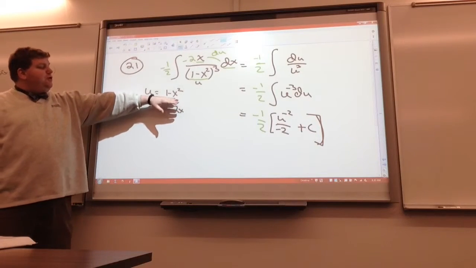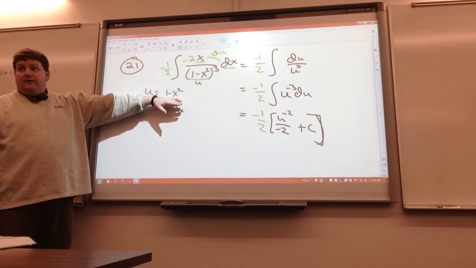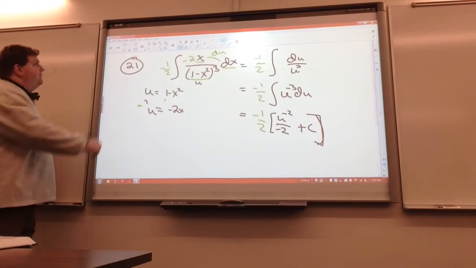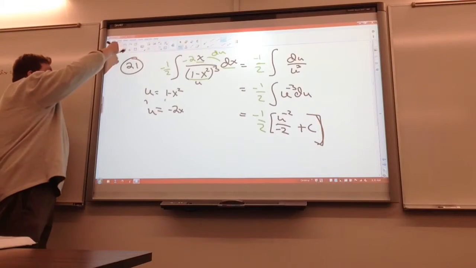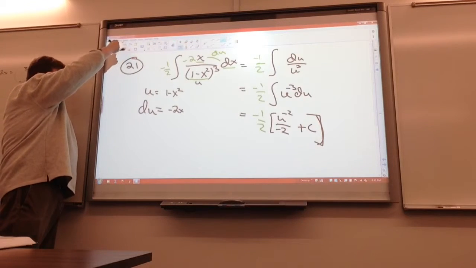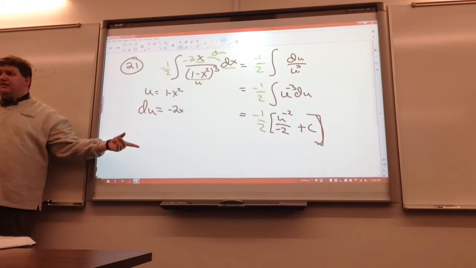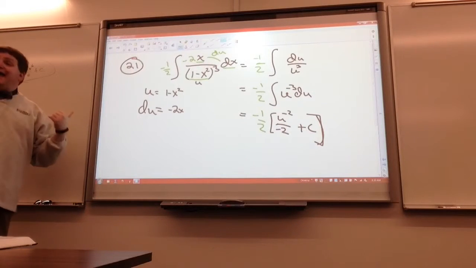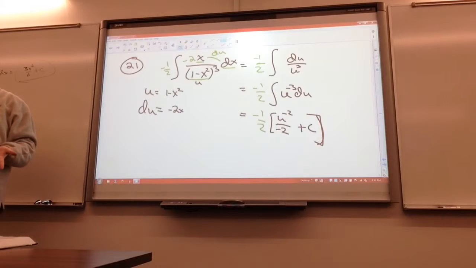When I chose u to be 1 minus x squared, that meant du had to be minus 2x, okay? Well, in my original problem, I had x and dx, but I didn't have the -2. So that's why I put the -2 in there. And I did include it in the substitution. The -2, x dx is what became du.